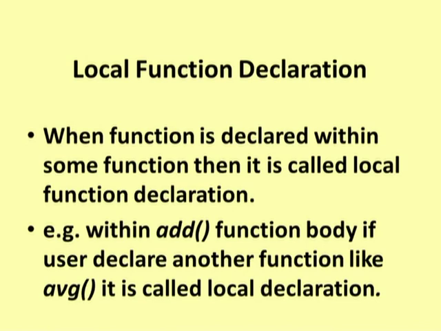So within the add function body, if the user declares another function like avg, then it is called the local declaration. So there are two options available to us, global function declaration and local function declaration, and generally I prefer that you define a function as a global function declaration, so you can use that function anywhere. Clear? The function declaration is local and global.